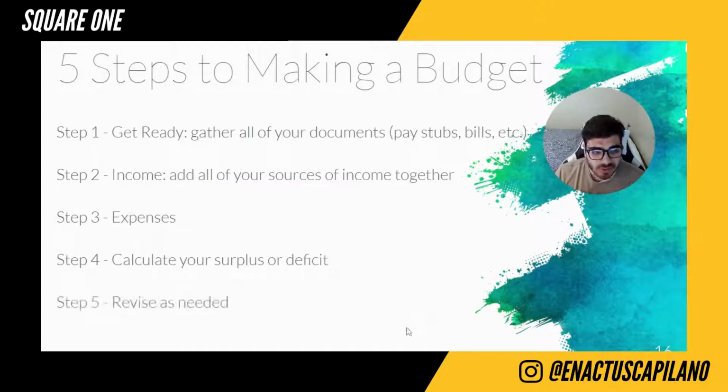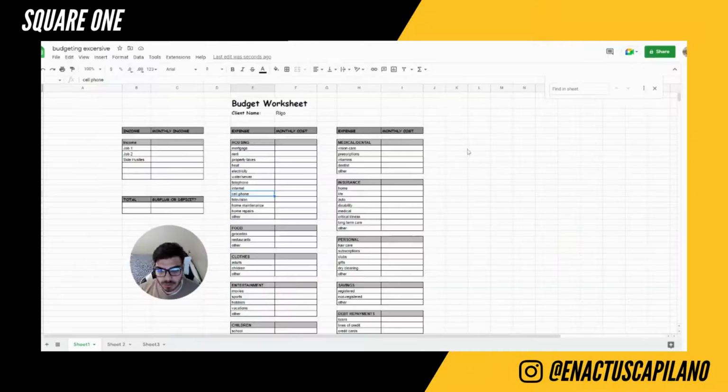Now, step number 5 is going to be revised as needed. So if you're in a deficit, you want to make adjustments to get out of the deficit, get into a surplus so you're saving and investing more money for the future. Now, I'm quickly going to cut to myself building a quick budget for an example for all of us. So we're going to actually learn how to build a budget right now by doing it firsthand.